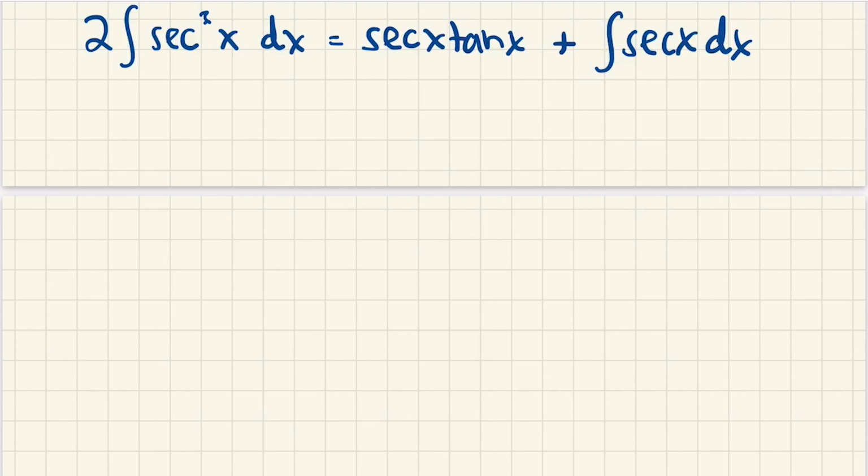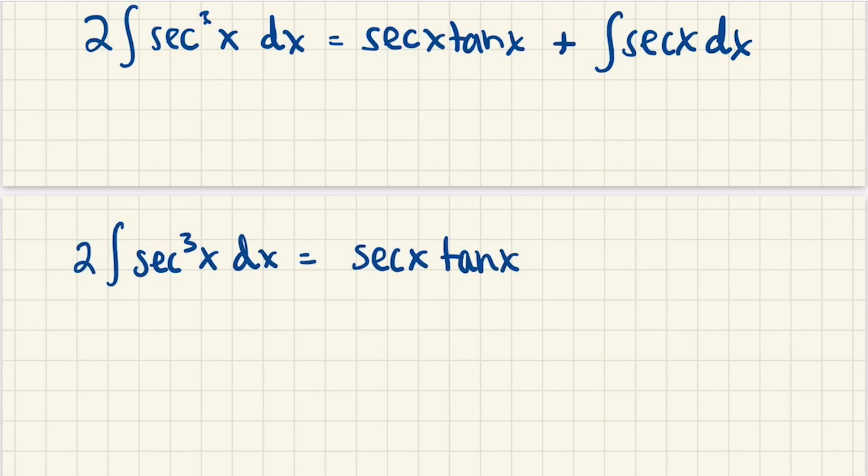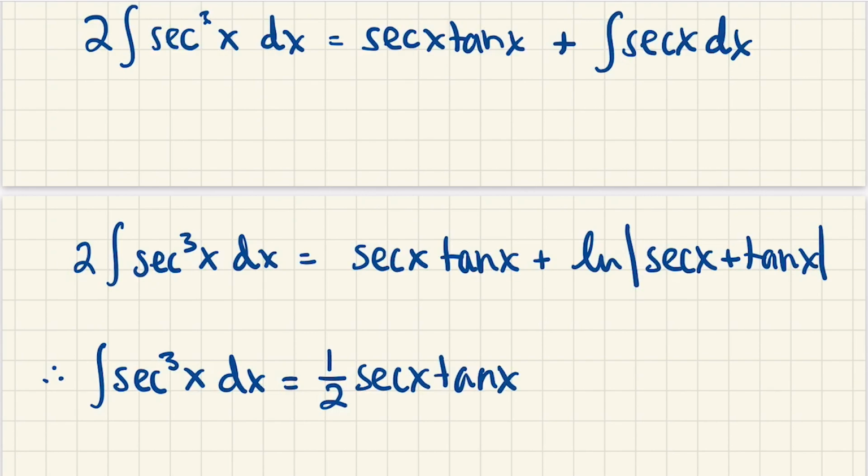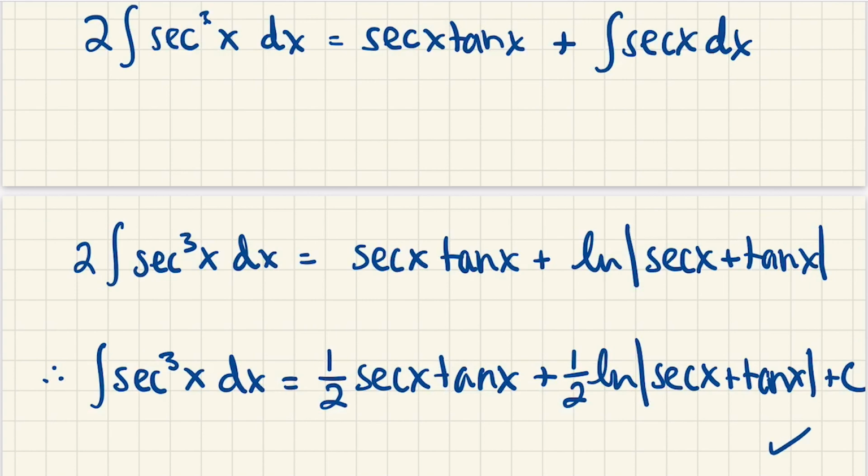Okay, well, we know the integral of secant is ln of absolute value of secant of x plus tangent of x. And so all we have to do to finish this problem is divide everything by 2, and of course we'll add our constant. So we get, therefore, the antiderivative of secant cubed is 1/2 secant x tangent x plus 1/2 ln of absolute value of secant x plus tangent x plus c. And that's our final answer.